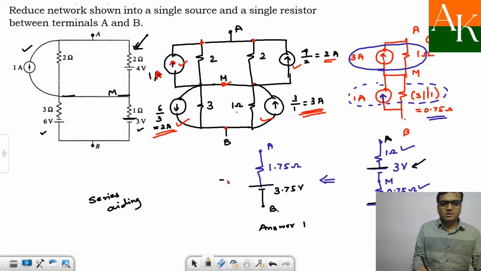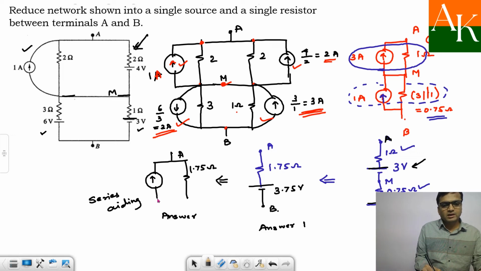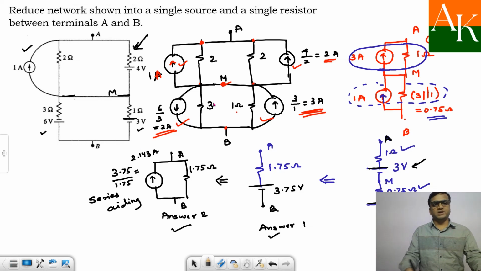So with the last transformation we will get the second possible answer, where you will have a current source and a parallel resistance. The value of the resistance will remain the same, that is 1.75 ohm, and the current source will be moving upward, and the value of that current source is 3.75 divided by 1.75. So it turns out to be 2.143 ampere. So there are two answers possible for this numerical.